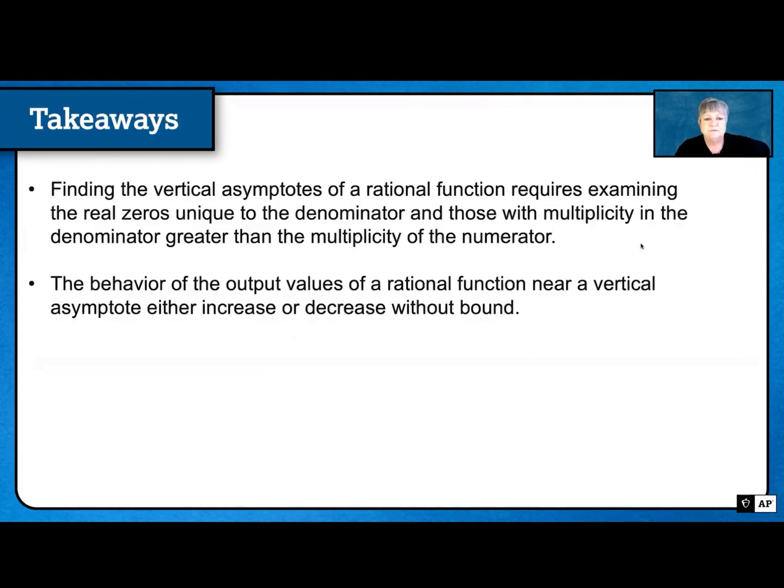So what should we take away? Finding vertical asymptotes of a rational function requires examining these real zeros unique to the denominator, and those with multiplicity in the denominator greater than that in the numerator. Those are where you're going to be getting those vertical asymptotes. The behavior of the output values of a rational function near a vertical asymptote will either increase, meaning go to positive infinity, or decrease, meaning going to negative infinity without bound, as you get closer to that vertical asymptote from either side.